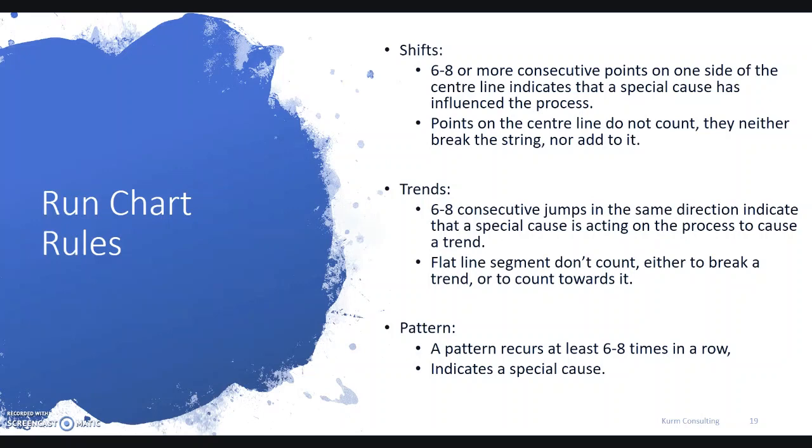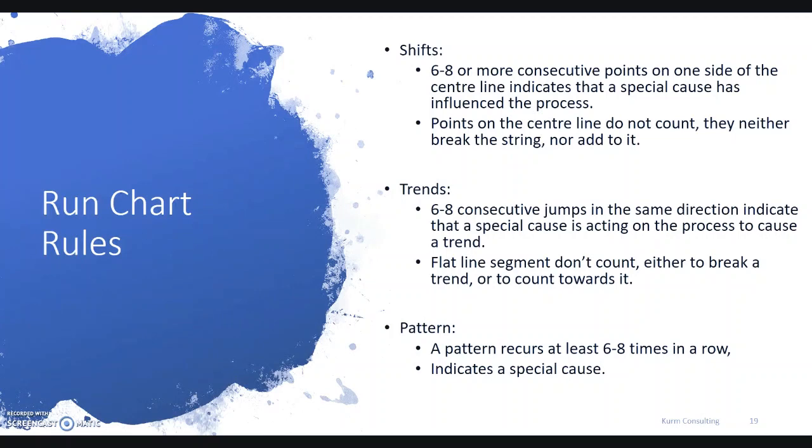So there's a rule around shifting. Whenever you have 6 to 8 consecutive points on your run chart that are on one side of your average or your center line, that indicates something's caused your process to change. There's been an influence in your process. It's something you should ask, why did that happen? And some of the experts in the room might be able to tell you why that happened, because that is not random. Something has happened to your process. Okay.